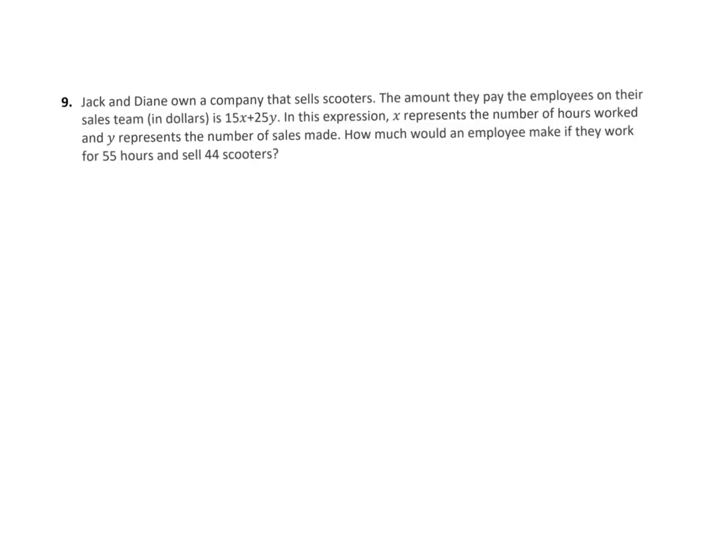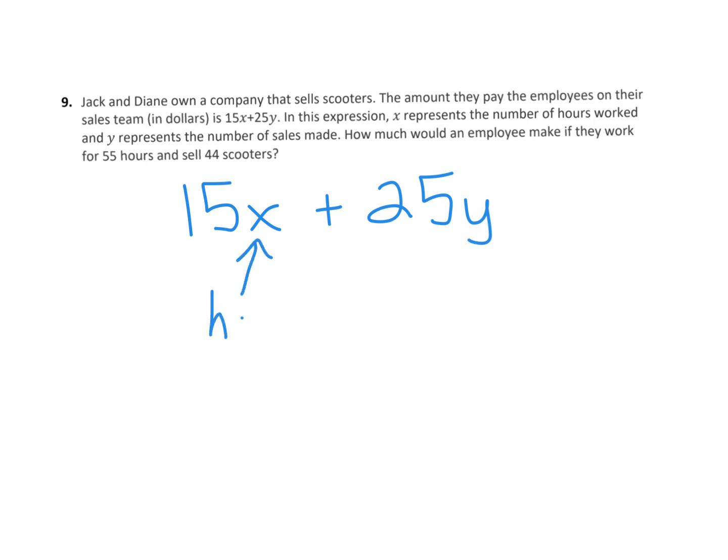Jack and Diane own a company that sells scooters. They pay employees on their sales team in dollars. And then here comes an expression, 15x plus 25y. And it tells us that x represents the number of hours that they work, and y represents the number of sales that they make. So how many scooters they sell. That's what y stands for. How much would an employee make if they work 55 hours?